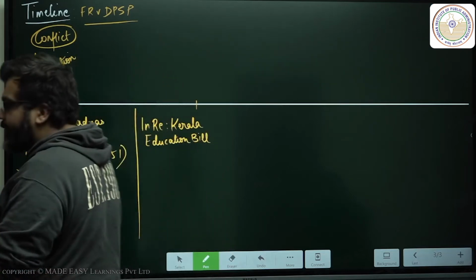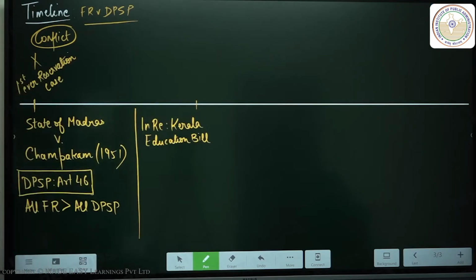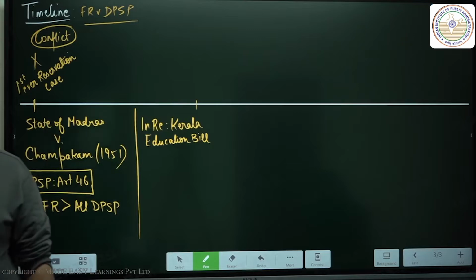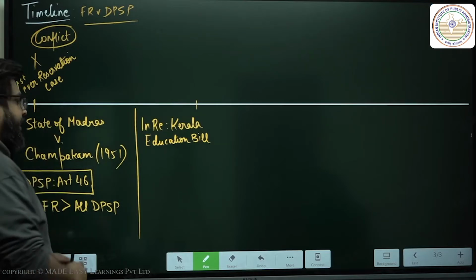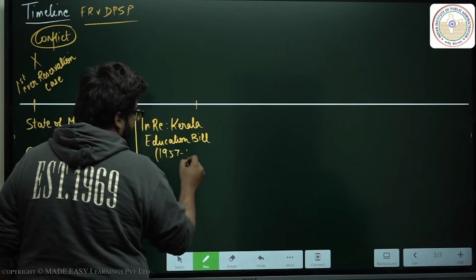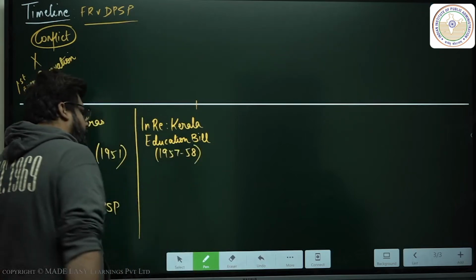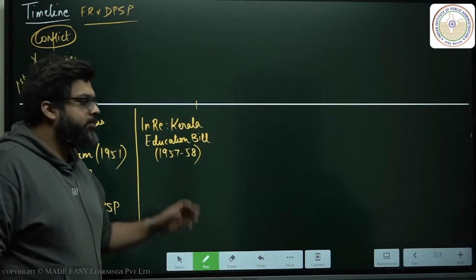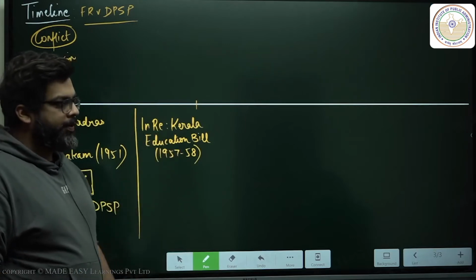This is the 1957-58 case. Okay, this is a 1957-58 case, and eventually was decided in 58. So you can write 1958 or 57, both is fine. Now let's understand what is this, what is it that we're talking about.